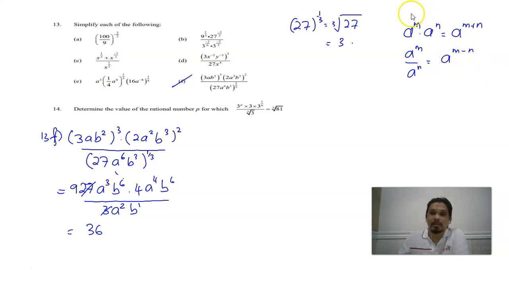Okay, so from these rules or properties, A cubed multiplied with A to the power of 4, so 3 plus 4, and divided by A squared, minus 2. B to the power of 6 multiplied with B to the power of 6, so 6 plus 6, and then divided by B, minus 1. So it is 36. 3 plus 4 equals 7, minus 2 equals 5, and 6 plus 6, 12, minus 1, B to the power of 11.